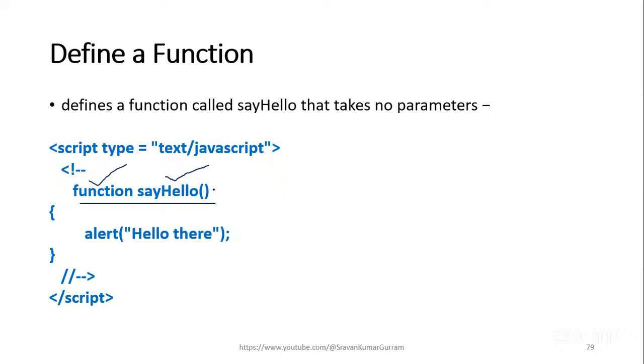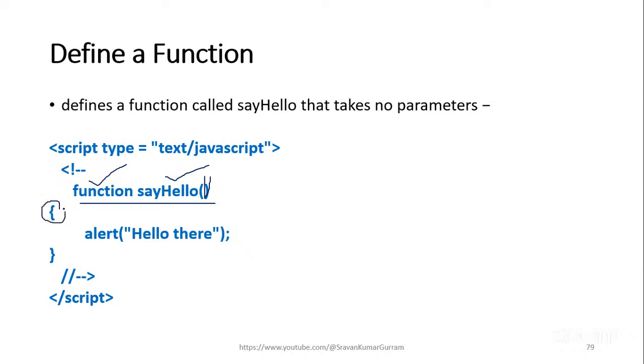Parenthesis. So here in the parenthesis, we are not writing anything. So this is called without parameters. A function without parameters. The meaning of that is we are writing a function, but we are not maintaining any parameters. That is also valid.